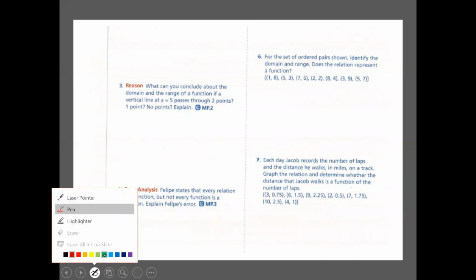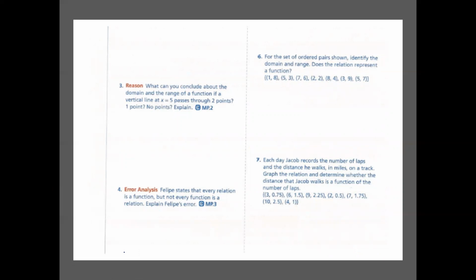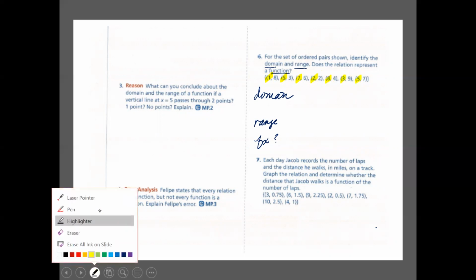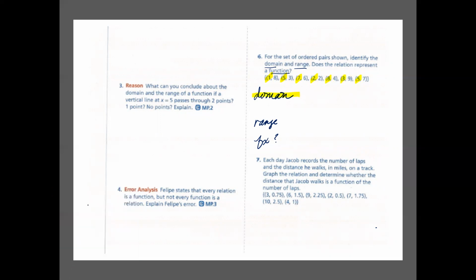Okay, let's take a look at question number 6. It says, identify the domain, the range. So let's write that down: domain, range, and is it a function? I'm going to put f of x with a question mark. Let's find the domain first. Domains are x values, the first numbers in an ordered pair. So all the yellow ones that I've highlighted. Those will be 1, 5, 7, 2, 8, 3, 5. You should put them in order technically: 1, 2, 3, 5, 5, 7, 8.